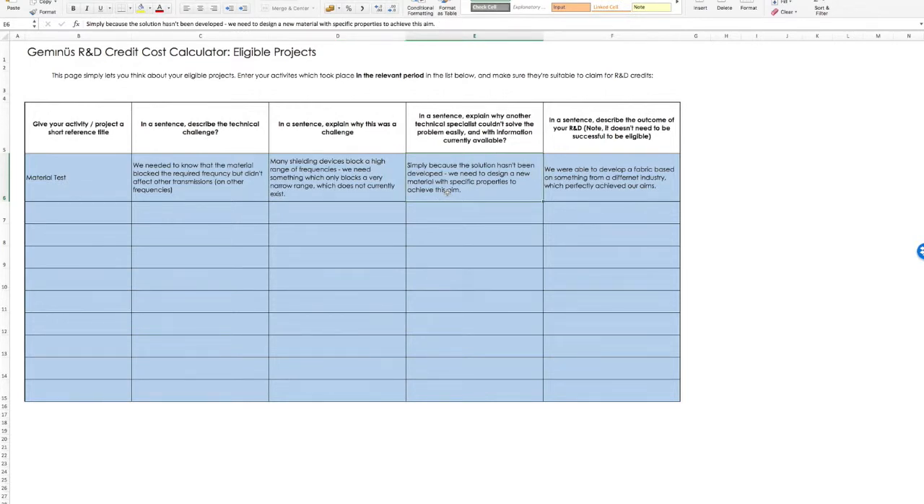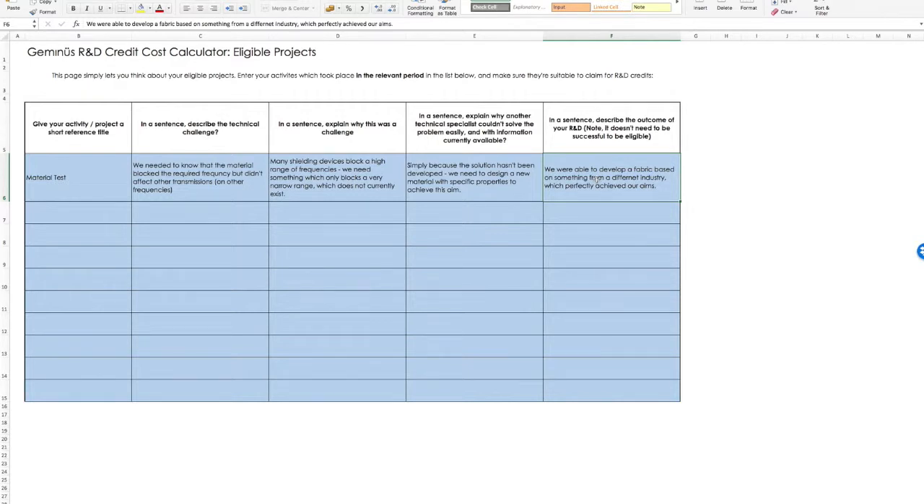And thirdly, the third key question, in a sentence explain why another technical specialist couldn't solve the problem easily and with information currently available. And we've put simply because the solution hasn't been developed, nothing exists, we're developing something new. The last question isn't really relevant because R&D tax credits are eligible whether you're successful or not.